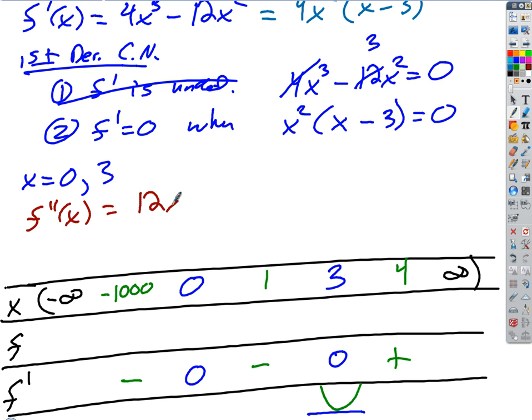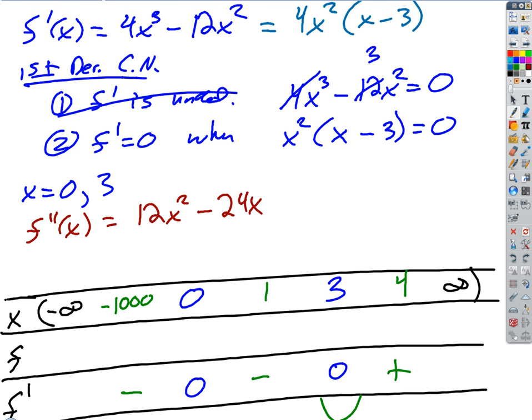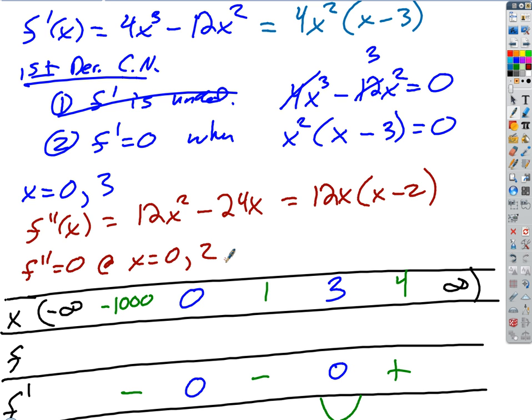Okay, so 12x squared minus 24x, and I cut that off a little bit, right? Everybody see that? Okay, so we could go ahead and factor that. Factor out a 12x times x minus 2. Okay, and so we already got it factored. We can just add the second derivative critical numbers. We can do that math in our head. Is the second derivative undefined anywhere? No. Where does it equal 0? 0 and 2, yeah, okay.